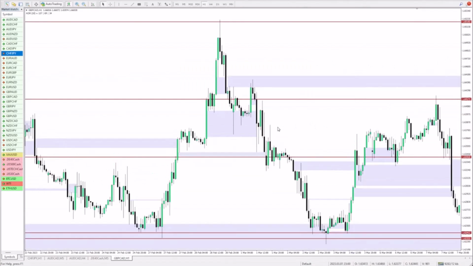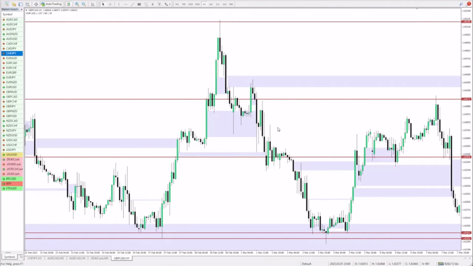Anyway, that explains what to do with the lot sizing. But that's me personally. Lot size is a personal choice. Personally, when I get my funded accounts, I keep my exposures fairly small per trade.